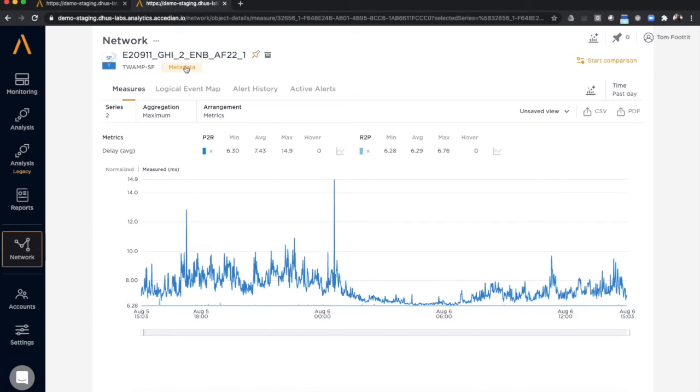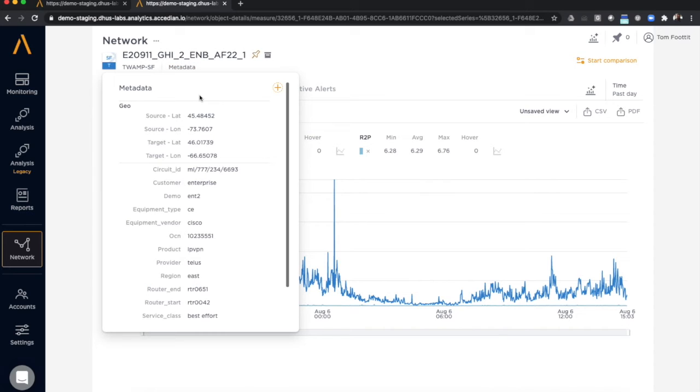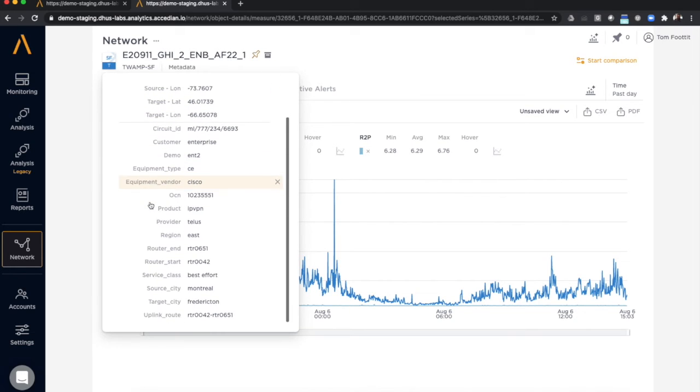Now you'll notice here the other thing that we've done to this specific test. We're collecting data, in this case every minute, from this TWAMP test, but we can also look at the metadata that we've attached to it. And you can see here that we've attached some geographic latitude and longitude, as well as a host of other pieces of metadata around the types of equipment being used, source and destination city, customer identifying information, and so forth. Basically, sky's the limit here. You can use your imagination and come up with whatever metadata makes sense for your network, your customers, and the way you want to slice and dice data in the system.